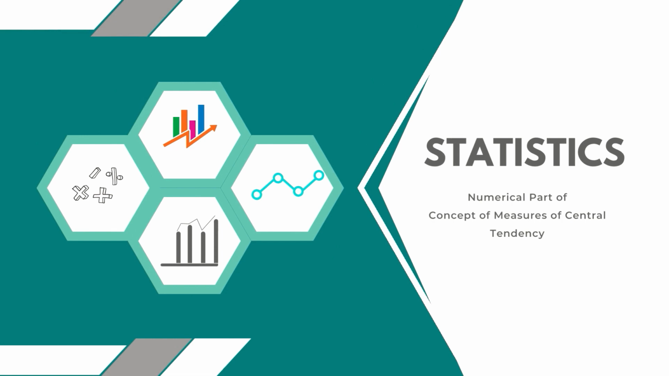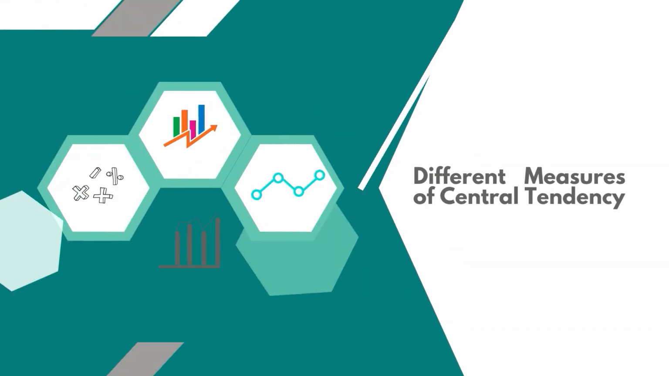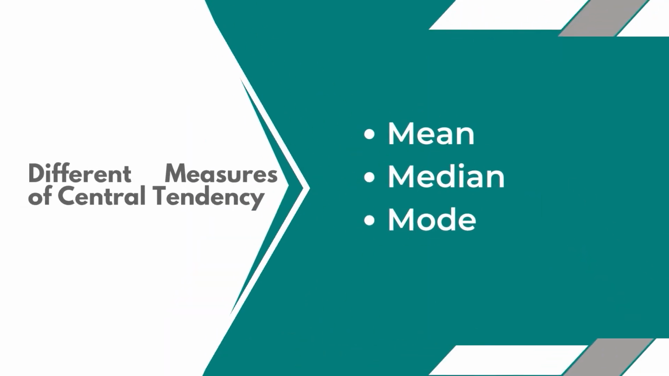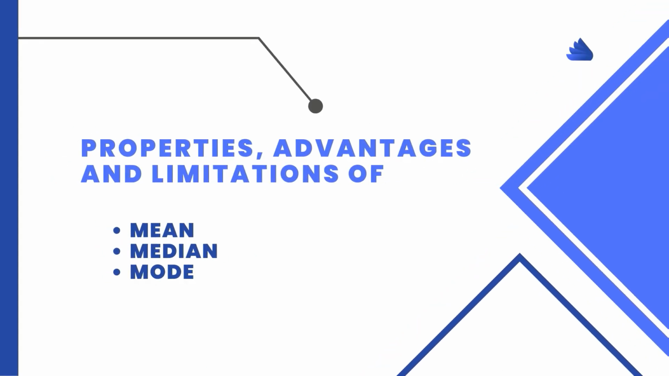and the steps that we need to follow during the calculation of any central tendency measures. So, in this session we are going to cover certain things like the concept of central tendency of the data, then the different measures of central tendency. You might be aware of these things like mean, median, mode, and we will try to focus on their properties, advantages as well as the limitations of all these three measures of central tendency, which are known as mean, median and mode.